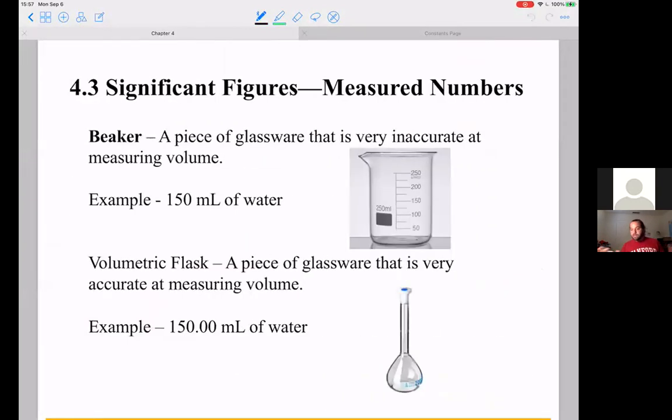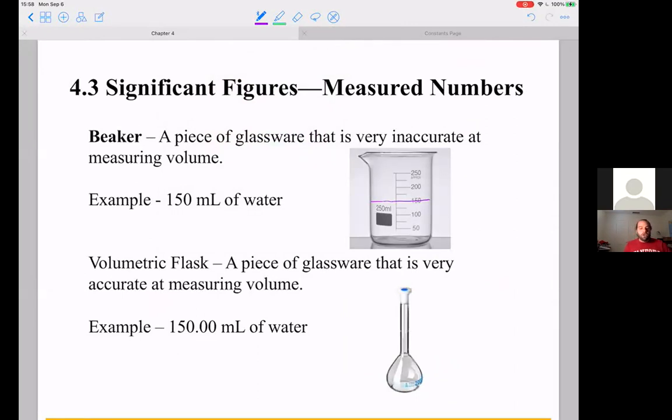So let's take two different pieces of glassware that get used in the lab. One is a beaker. A beaker is a really inaccurate tool for measuring volume. It's great at holding volume. If you want to take something from one end of the classroom to the other, it's super convenient. But in terms of actually measuring volume and getting a good measurement out of it, it's not really great, right? So if I filled this beaker up to the line 150, when I recorded the volume of that liquid, I would record it as something like 150 milliliters of water.